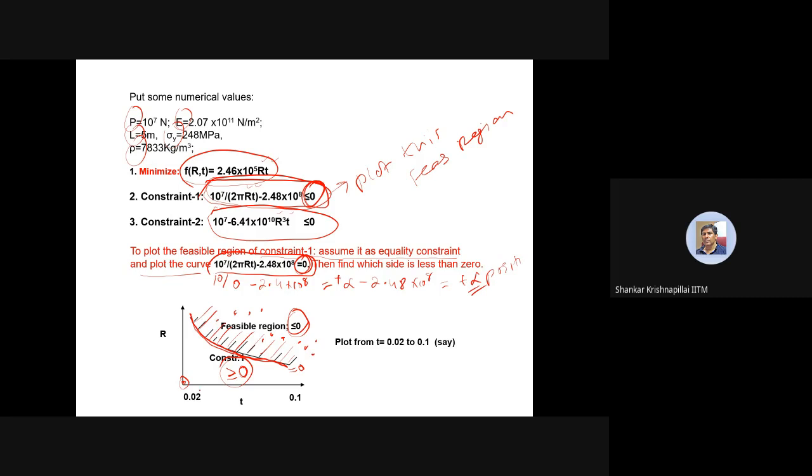The variable range is not given, so you can assume a variable range. r is from like 2 centimeters to 10 centimeters, or 0.02 meter to 0.1 meter. So this is the feasible region of the first constraint.